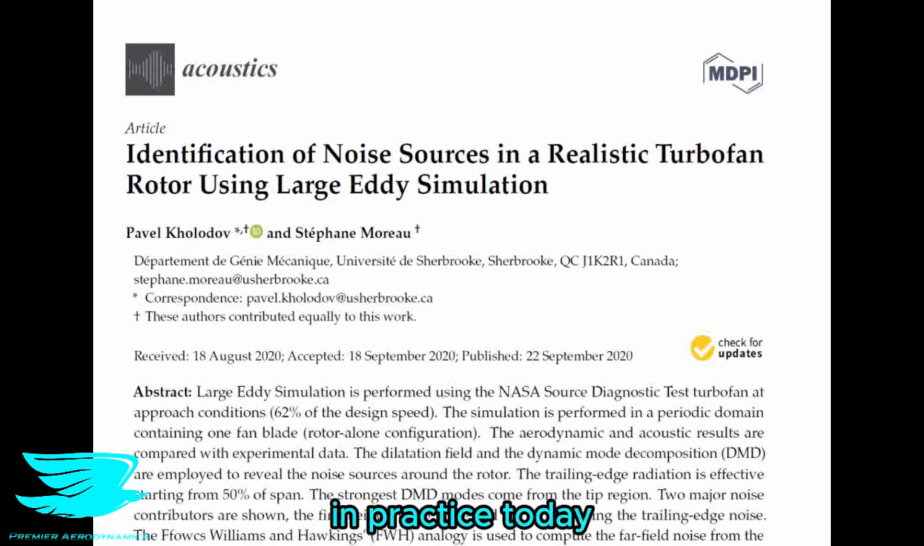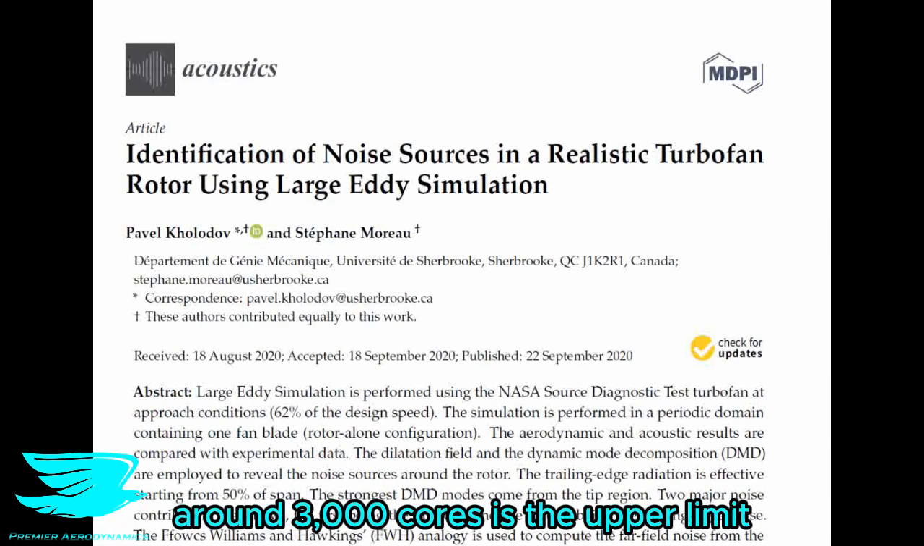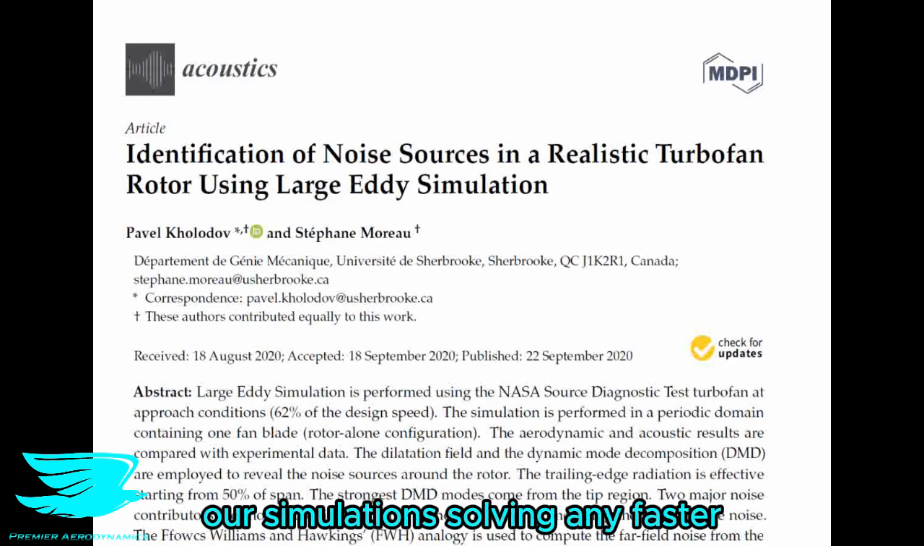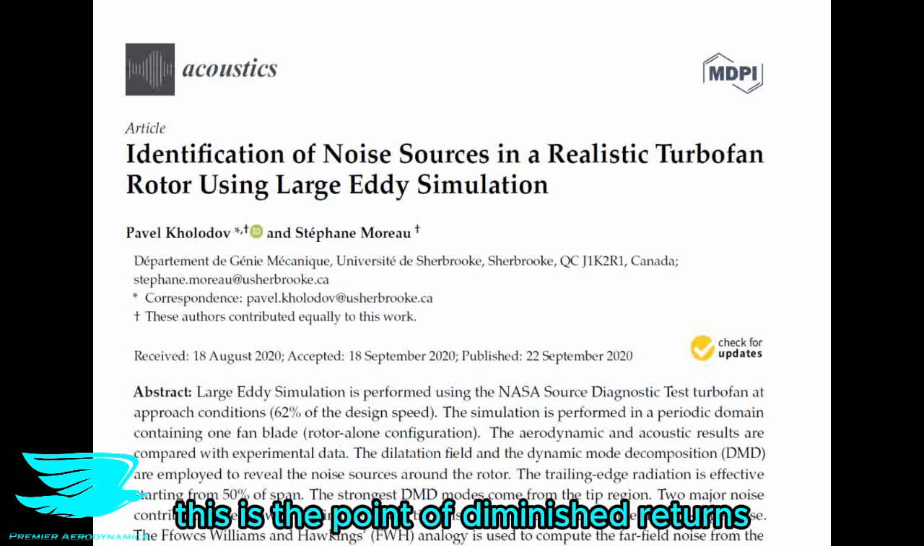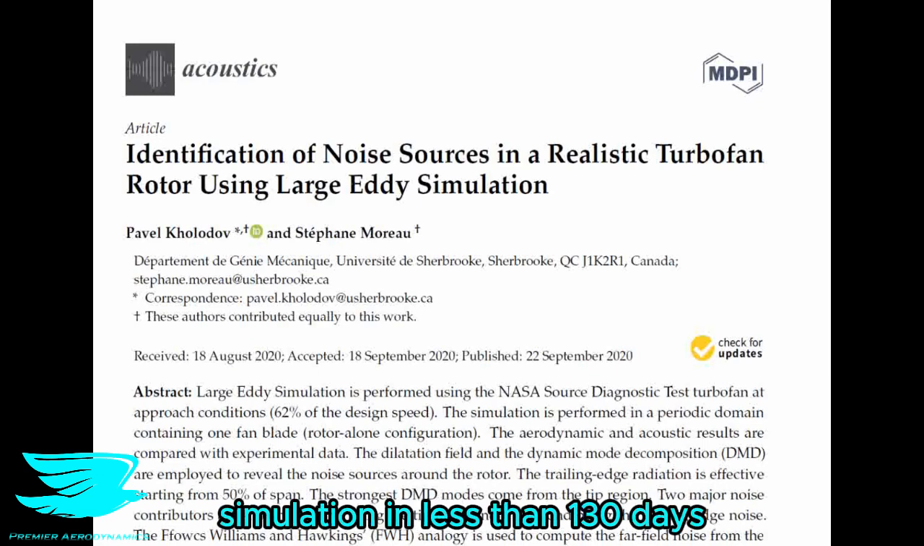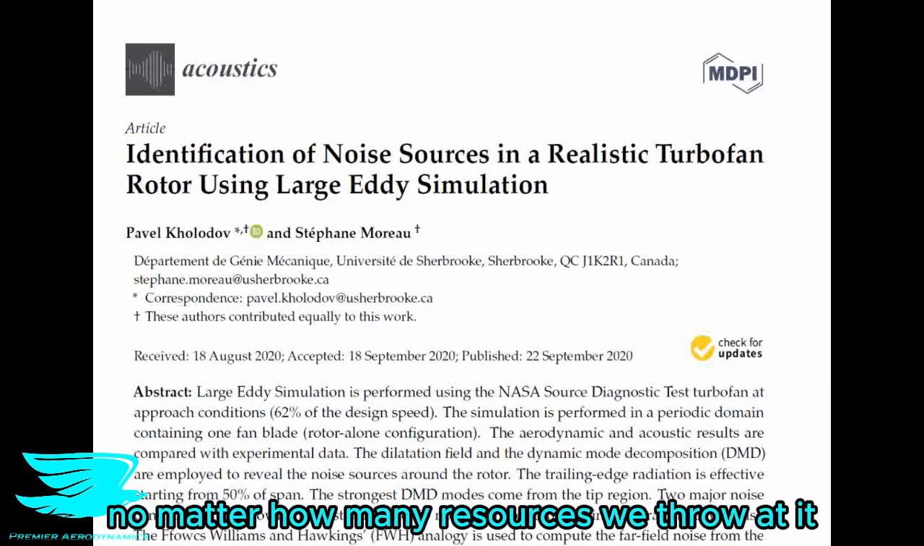And in fact, in practice today, around 3,000 cores is the upper limit, where above this, we don't actually get our simulations solving any faster. This is the point of diminished returns. So what that means is that we cannot solve a 1 billion cell simulation in less than 130 days, no matter how many resources we throw at it.